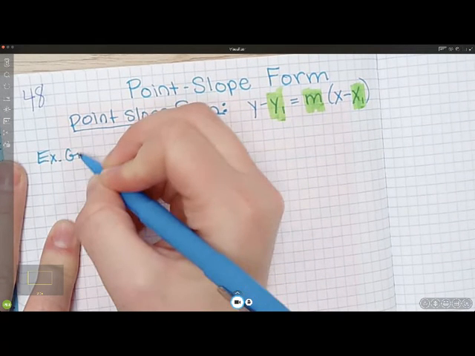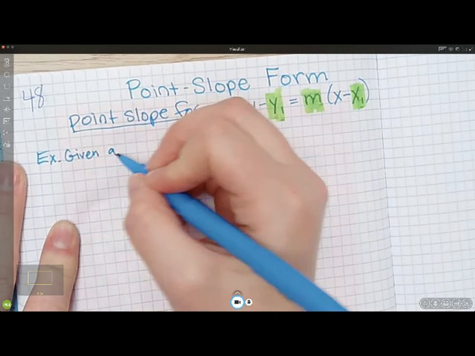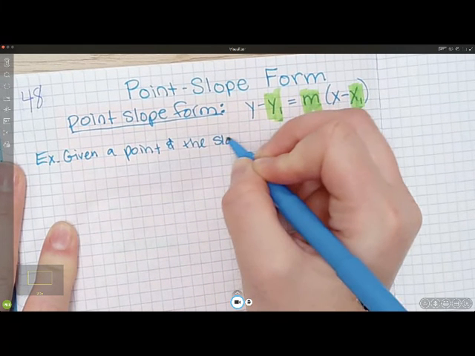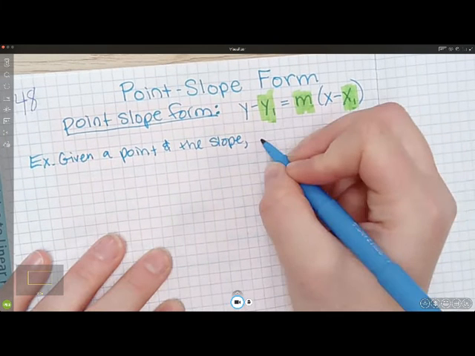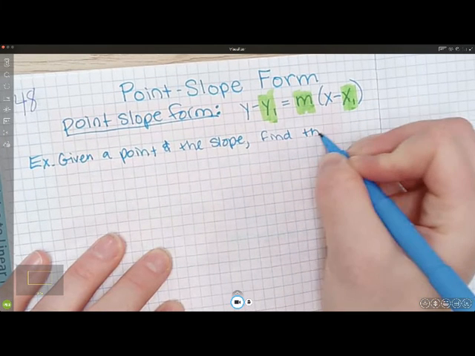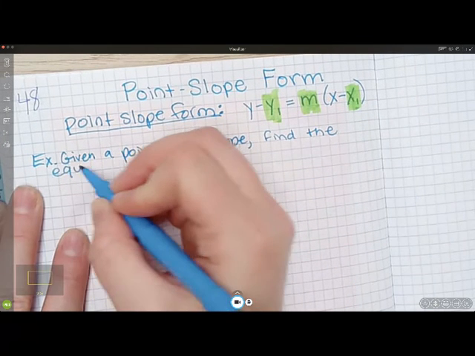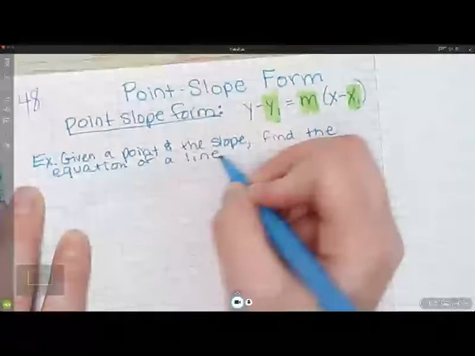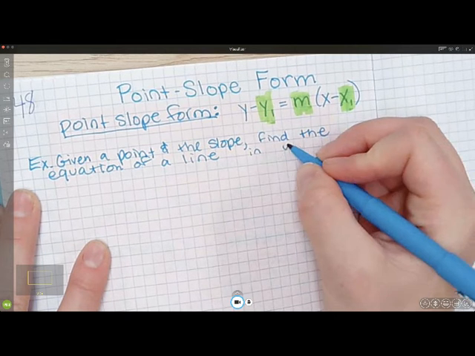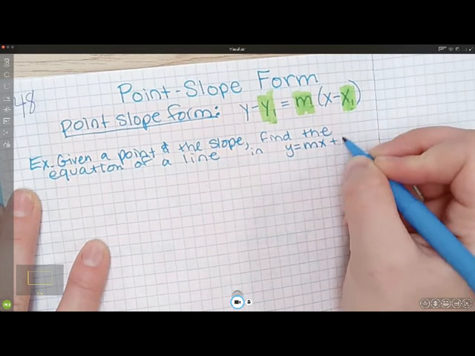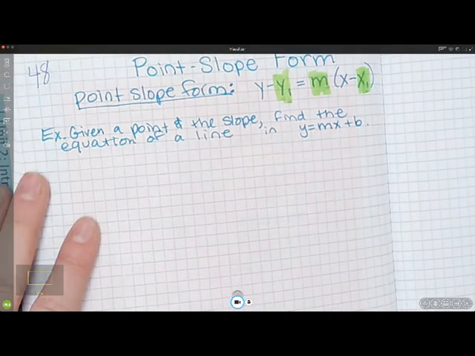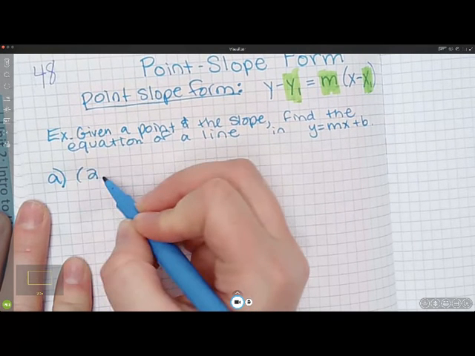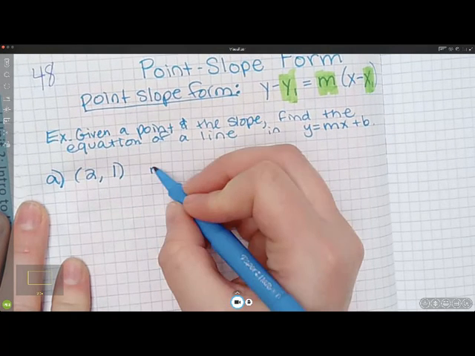Example: given a point and the slope, find the equation of a line in y equals mx plus b. So our first example is going to be (2, 1), and m equals 4.